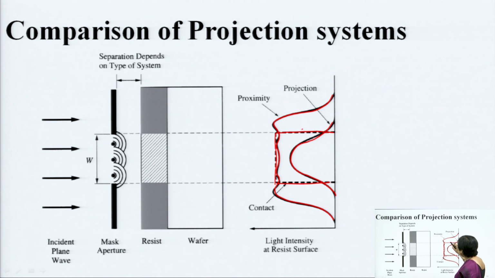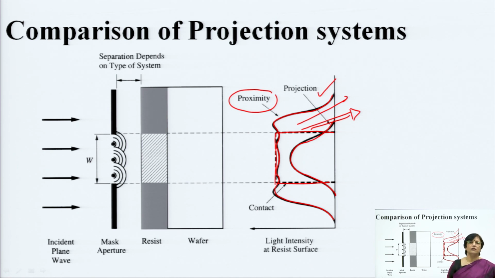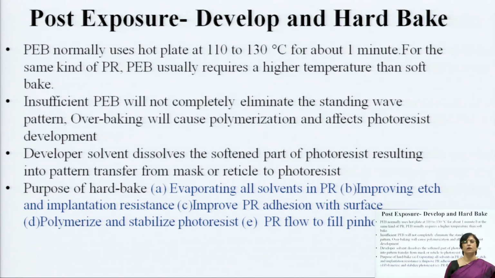So, contact printing is the best, but you have to sacrifice the mask. The projection system is the best one, but it is expensive. Proximity is intermediate between the two systems, and this is how the three methods are used suitably, depending upon the type of pattern you want to transfer onto the surface.